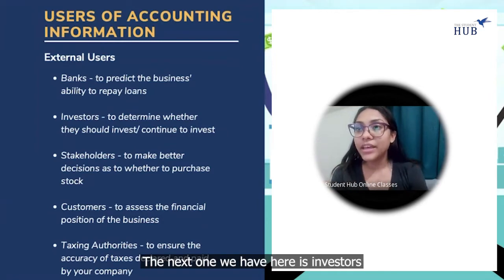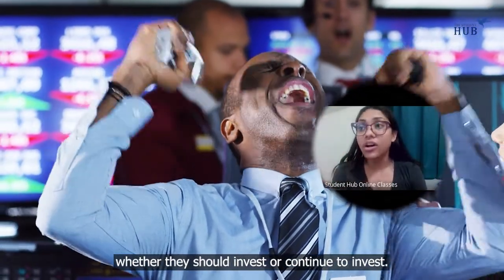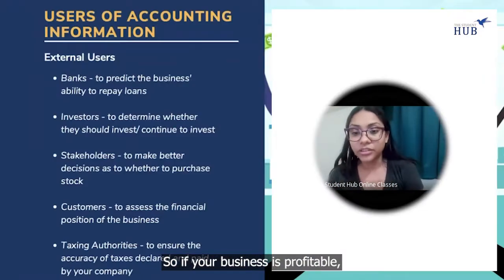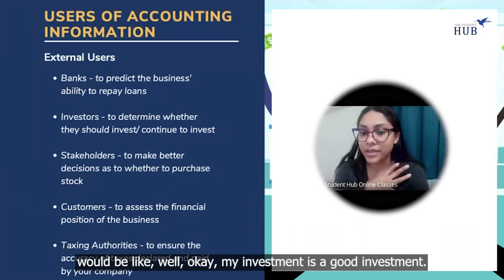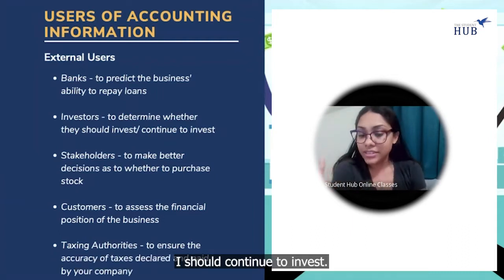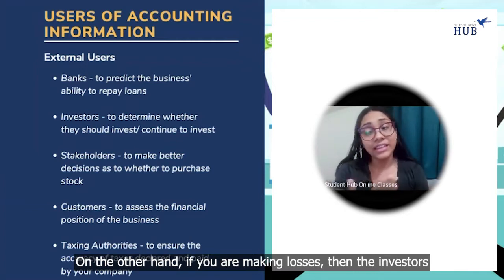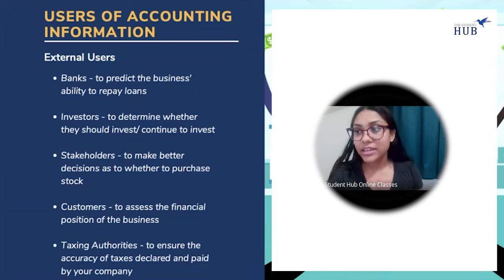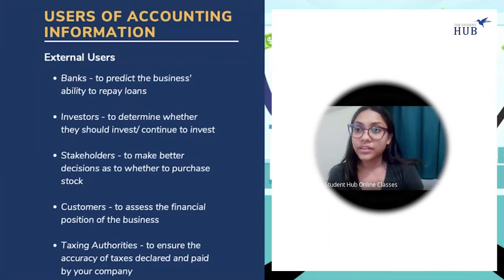The next one we have here is investors. Investors look at your information to determine whether they should invest or continue to invest. So if your business is profitable, then the investor would say, well, okay, my investment is a good investment. I should continue to invest. On the other hand, if you are making losses, then the investors will obviously accrue that said loss, and so it would not be prudent for them to continue investing.